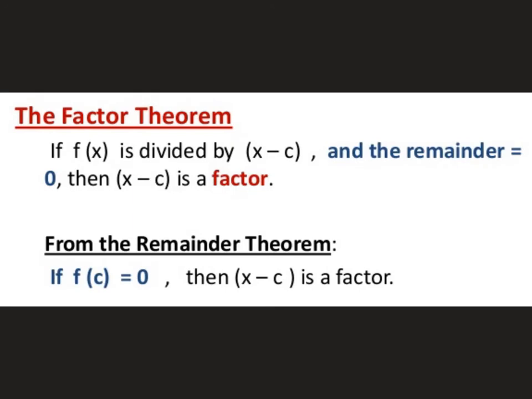Okay, and this makes sense. Factors are just numbers that multiply to give you a whole number, so something that does not have a remainder. So if your remainder is 0, then the whole thing that you were dividing by is a factor. Okay, let's look at an example of this.